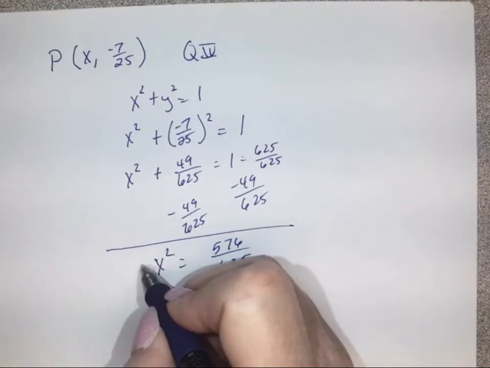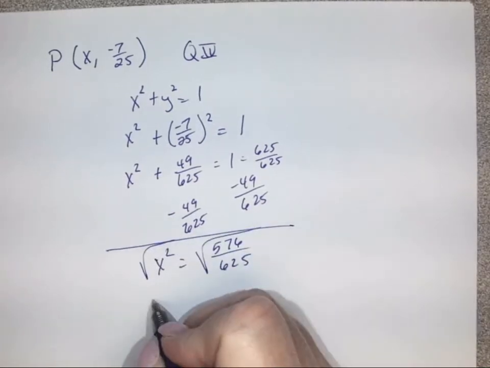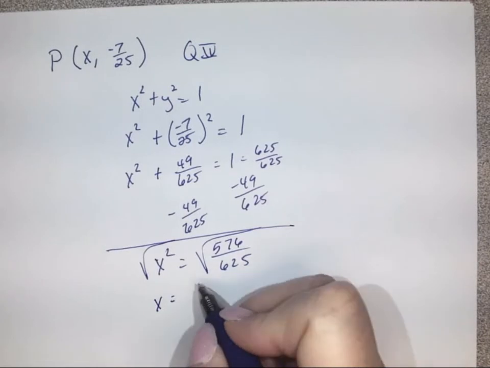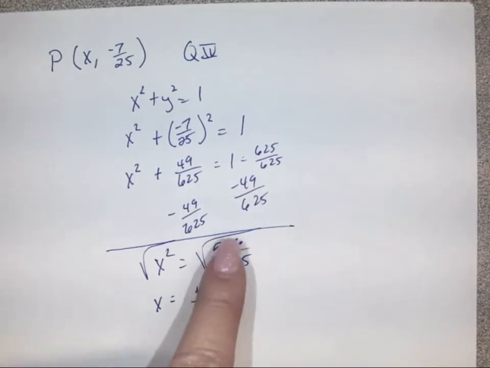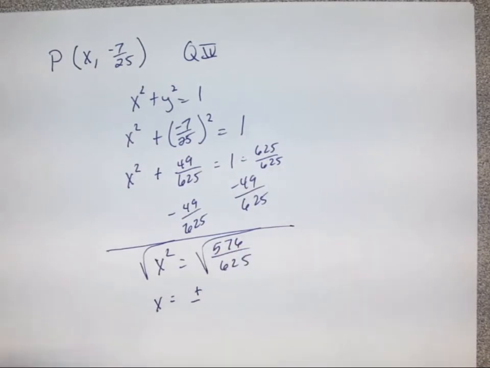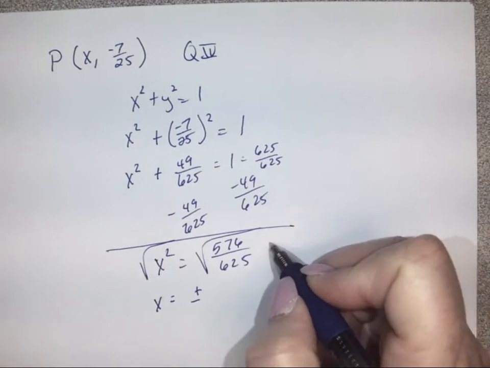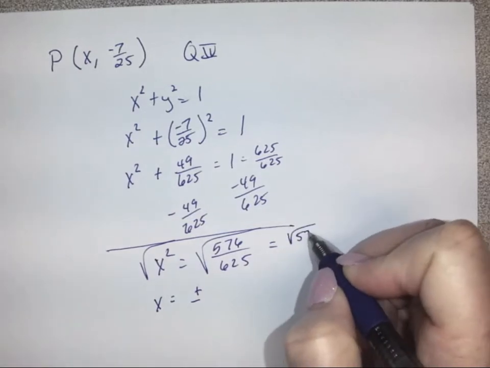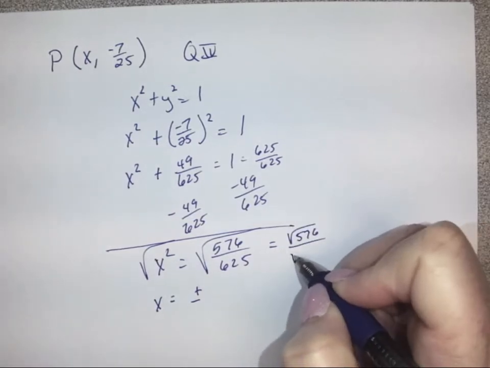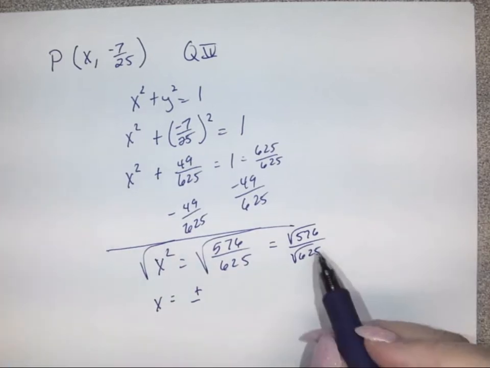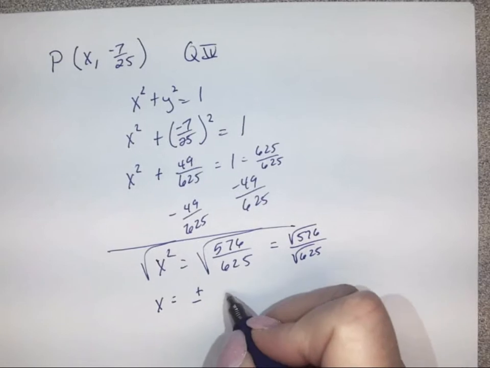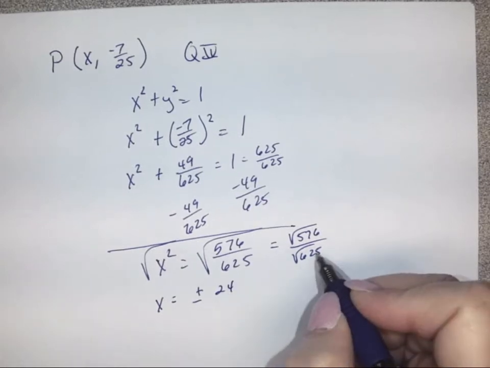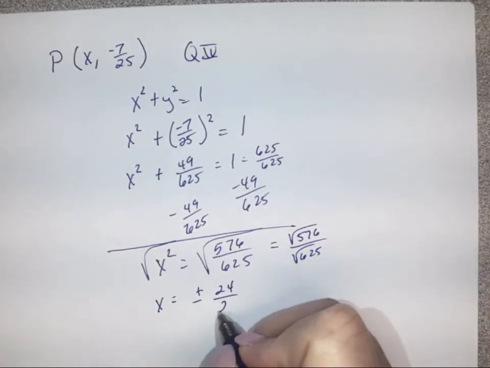Again, we will take the square root of both sides. So we get x is equal to plus or minus. Now we can take it all down there, but these again are going to be perfect squares. We can break it down. The square root of 576 will get us 24, and the square root of 625 would be 25.